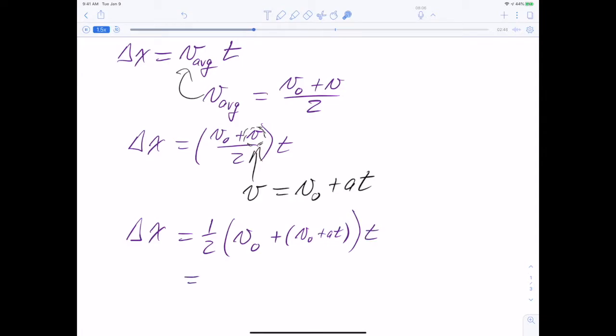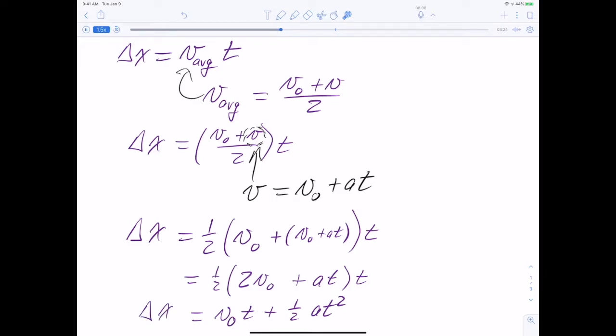Let me simplify this a bit. I've got a 1/2 here. I've got a v naught plus a v naught, that's 2 v naught. And then I've got an at in there. That's all still times t. Now I'm going to multiply everything through, by the half and the t. That gives me v naught times t plus 1/2 at squared. That's my change in displacement.